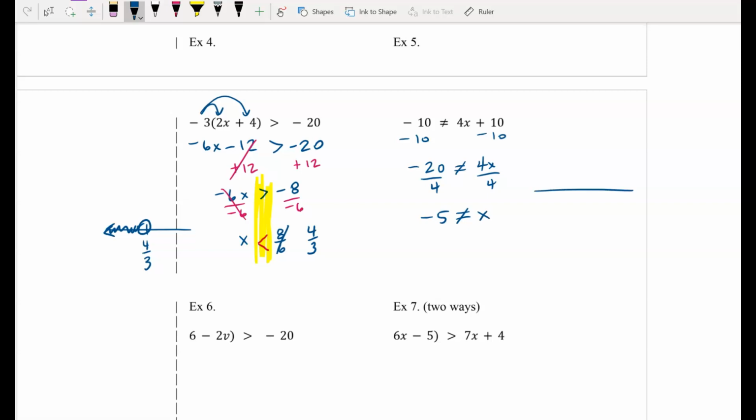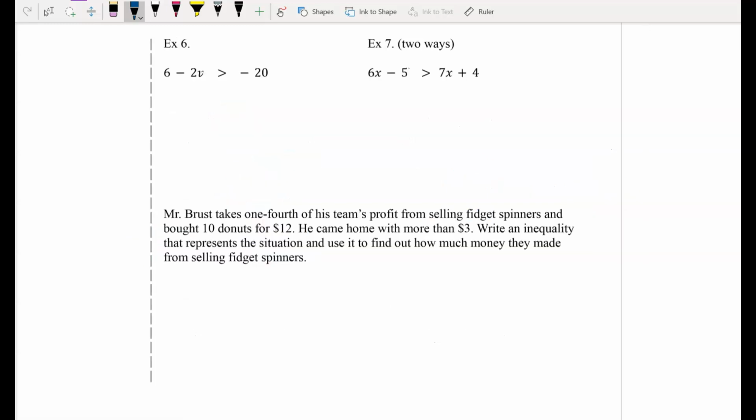If I graph that, then I want any number for x except negative 5. So I'm going to label negative 5, put an open circle to show that it is not included. But then I'm going to shade on both sides of it because x can be anything except negative 5. Pause the video again and work example 6 and example 7.